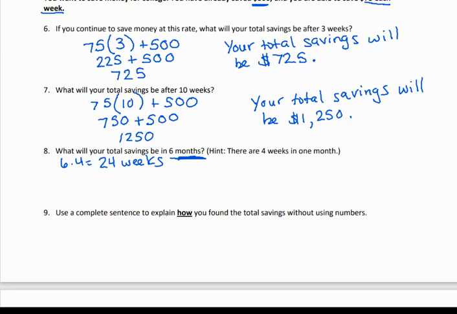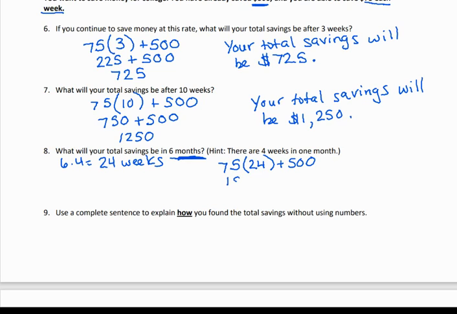Now that we have those weeks all settled, we can go back to doing what we just did in 6 and 7, right? And that is to do 75 per week. So 75 times what? Good, 24. And then we still have that $500 to add. So you'll see problems like this, guys, throughout the semester where you need to make sure you're really paying attention to the labels and not just getting in the swing of things of like, oh, I'm just going to keep plugging in numbers, okay? Look for those labels.